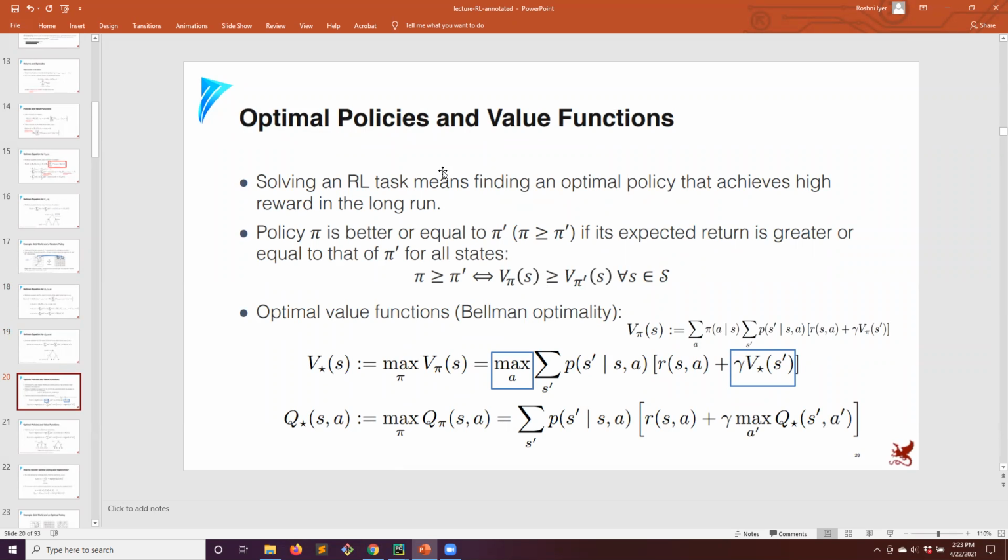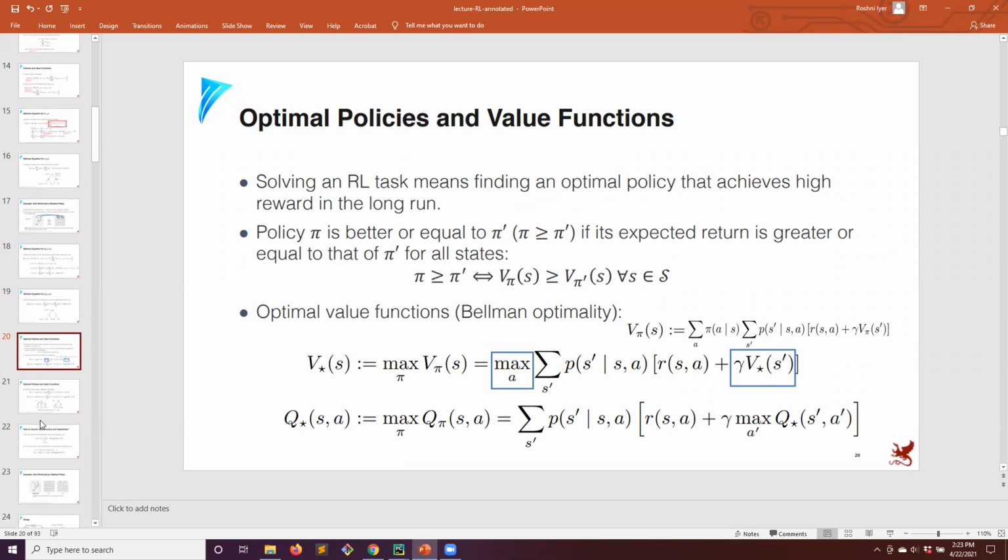Okay, and there's another thing that I also wanted to define, which is the idea of optimal functions. So in this case, it's the optimal value function and the optimal Q function, and then once we talk about this, we will be using all of these different functions.